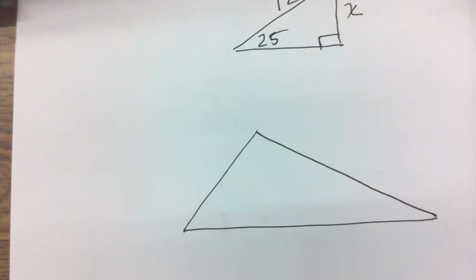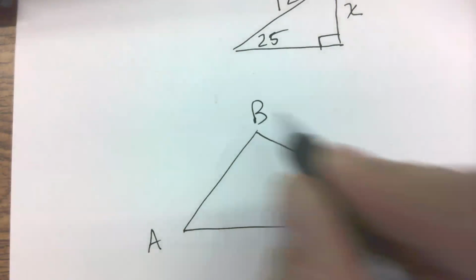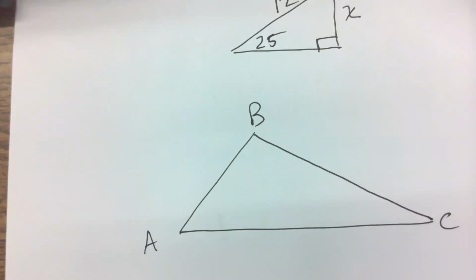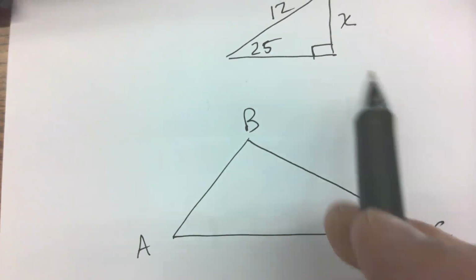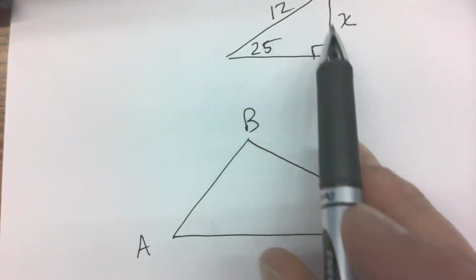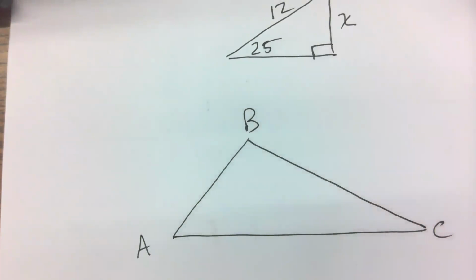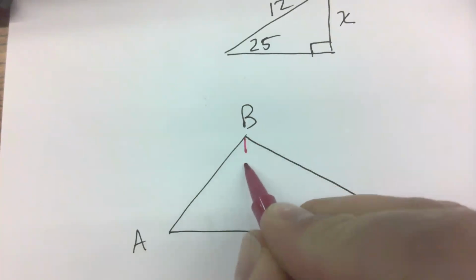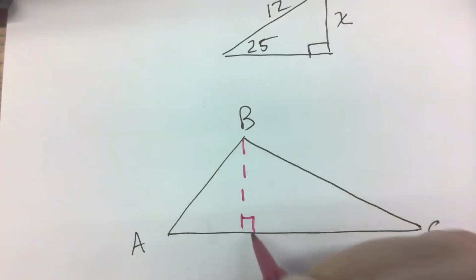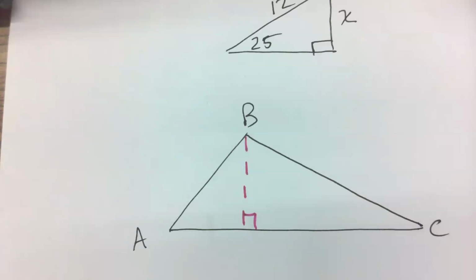Now, if I begin with a triangle that's not a right triangle, it seems offhand that I can't use sine, cosine, or tangent because I've got no right angle to work with. However, I can make a right angle, can't I? I can drop an altitude from B. And when I do that, I create right triangles. So we're going to do a little derivation of a theorem called the law of sines.